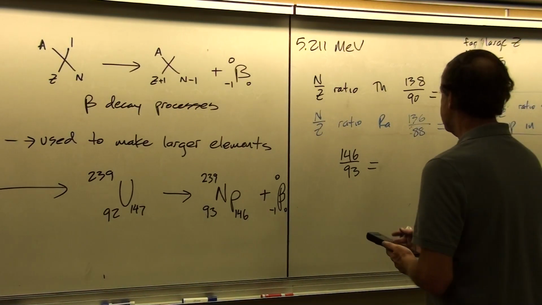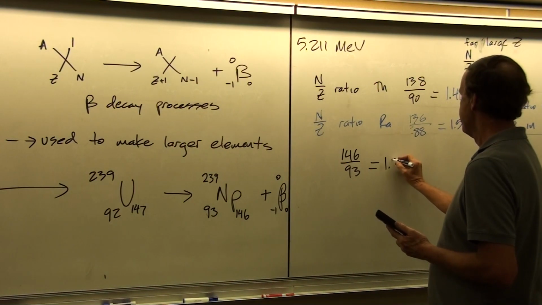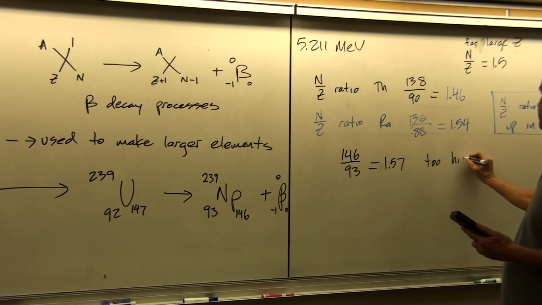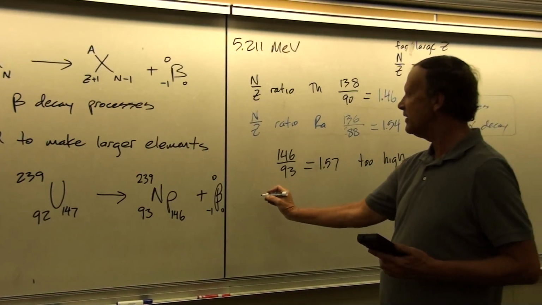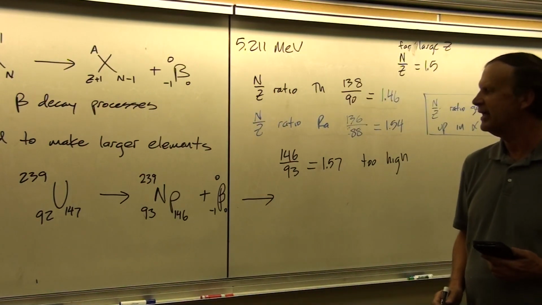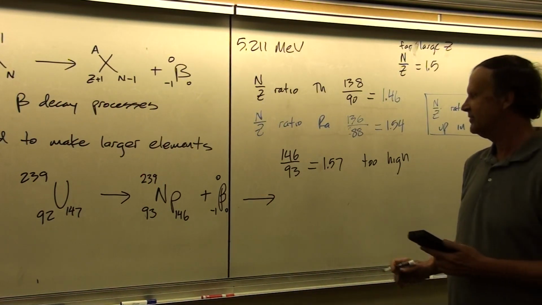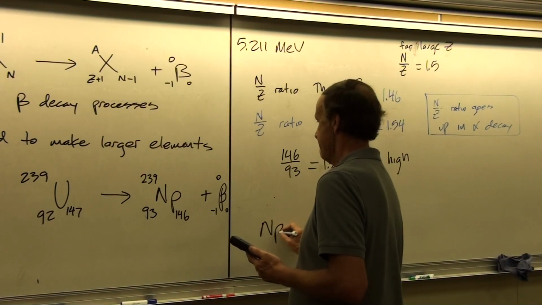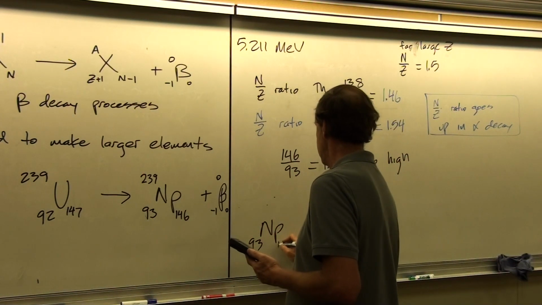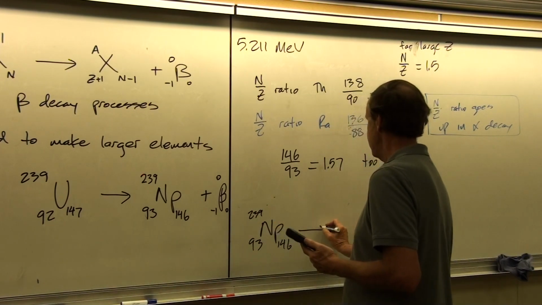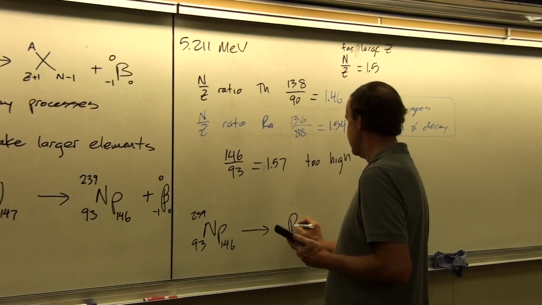Yeah, still 1.57. Okay, so that's still too high. So after another couple of minutes, what it's going to do is it's going to want to beta decay again. Okay, so the Neptunium 93, 146, 239 will then, quote, decay into plutonium.